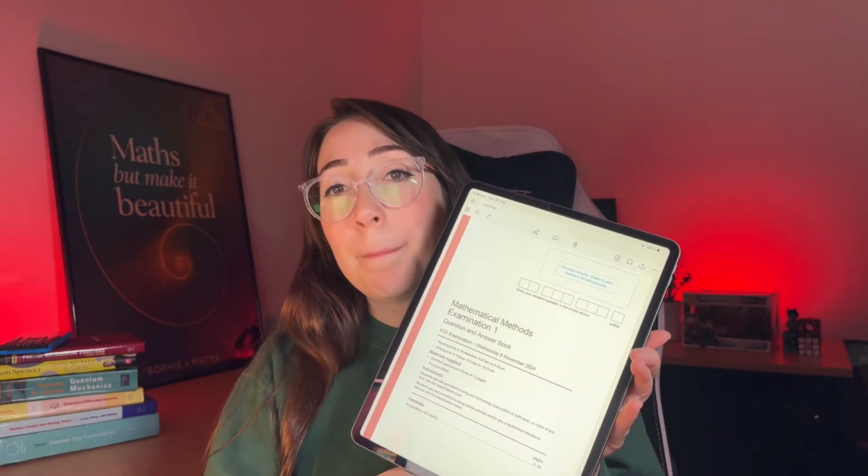The 2024 Methods Exam 1. The examiners have actually said it best. Too many students forgot brackets, sloppy working cost marks. Verify, show that, hence. These words have precise meaning. Many ignored them. Transformations, wrong axes, wrong direction, wrong language.